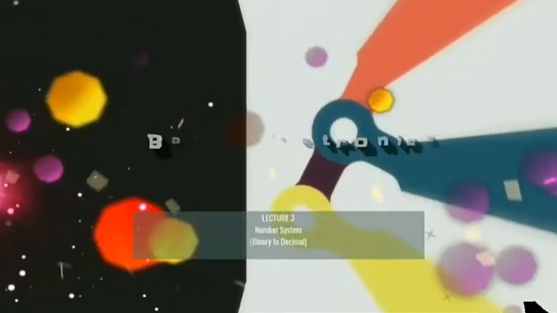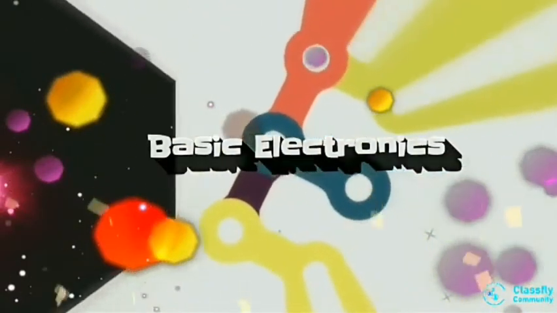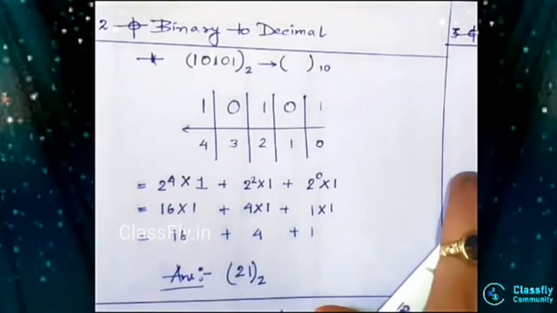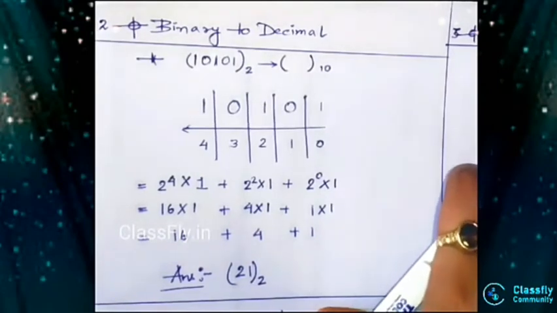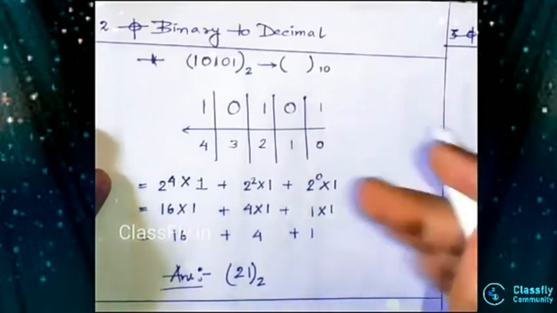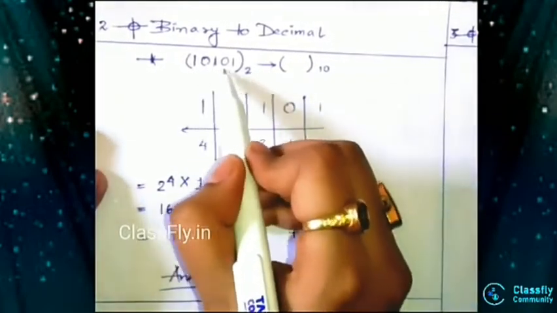Today the lecture 3 of Basic Electronics is based on number system, from binary to decimal. Today is the part 2 of our conversion of number system. Second, we learned about decimal to binary. Now we will learn about binary to decimal. We took an example of 1, 0, 1, 0, 1.